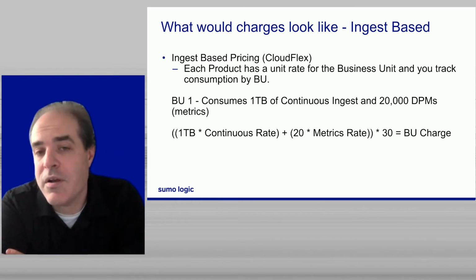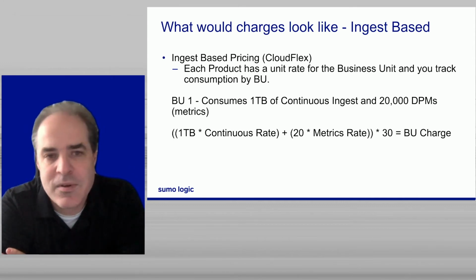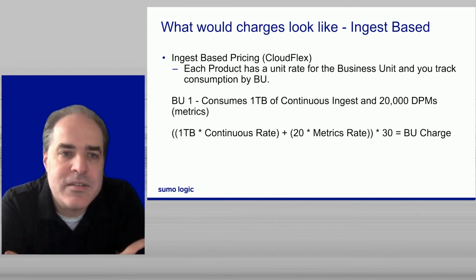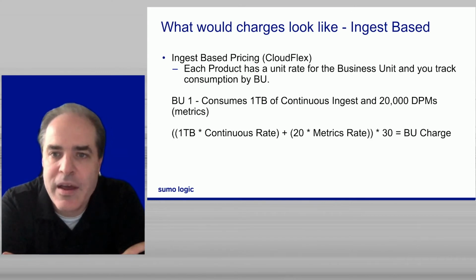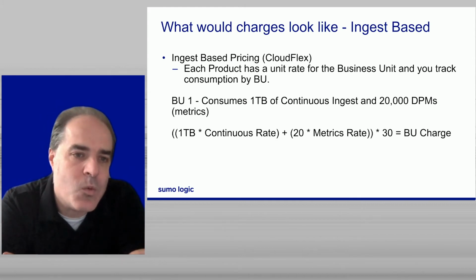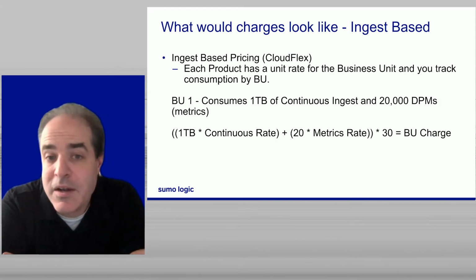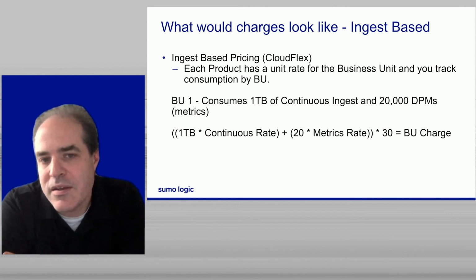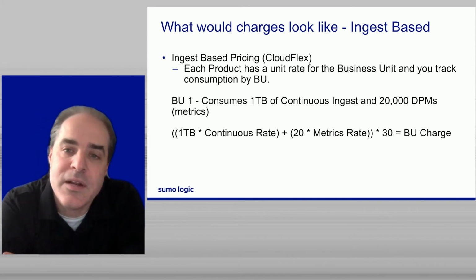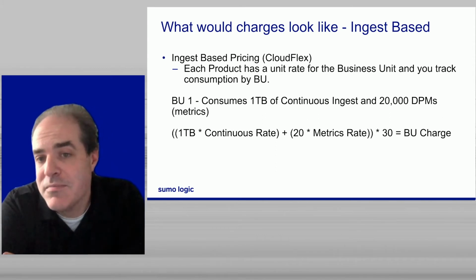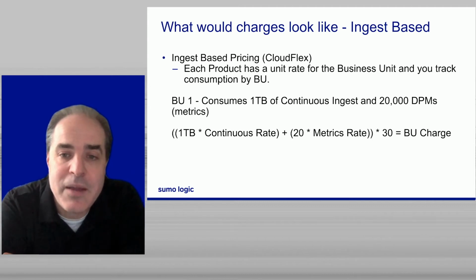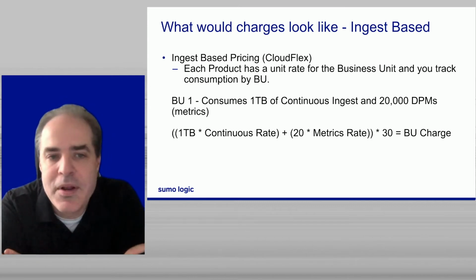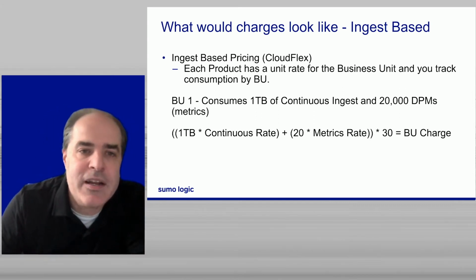And as well, if you're using our CloudSim Enterprise product, it's based on gigabytes consumed as well. So you look at their consumption of data: 1 terabyte of continuous ingest and 20,000 data points per minute. We'd charge 1 terabyte times their rate per gigabyte, plus 20 times the metrics rate, because we charge per 1,000 data points per minute, times 30 days, because we average this over 30 days, so you pay per day. That equals what they pay, right? Pretty self-explanatory when you get to it. It's easy math, and Matt will show you some of that in a dashboard.